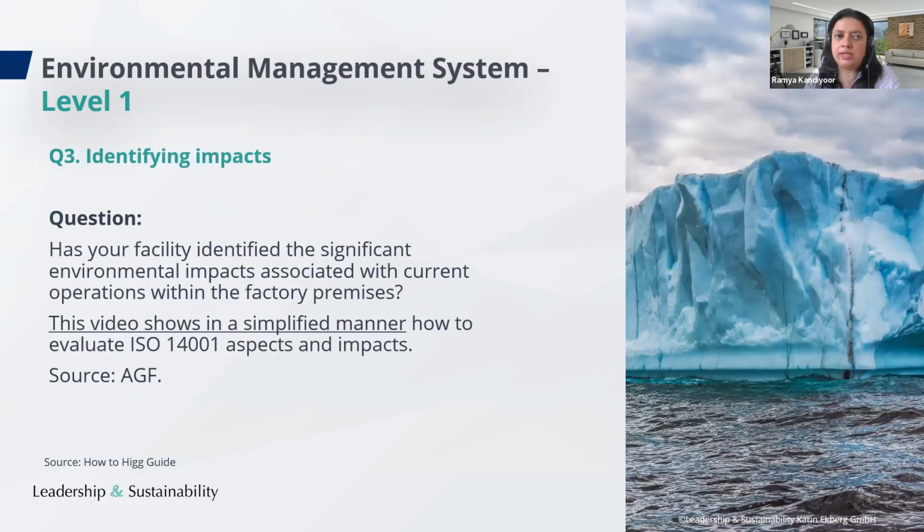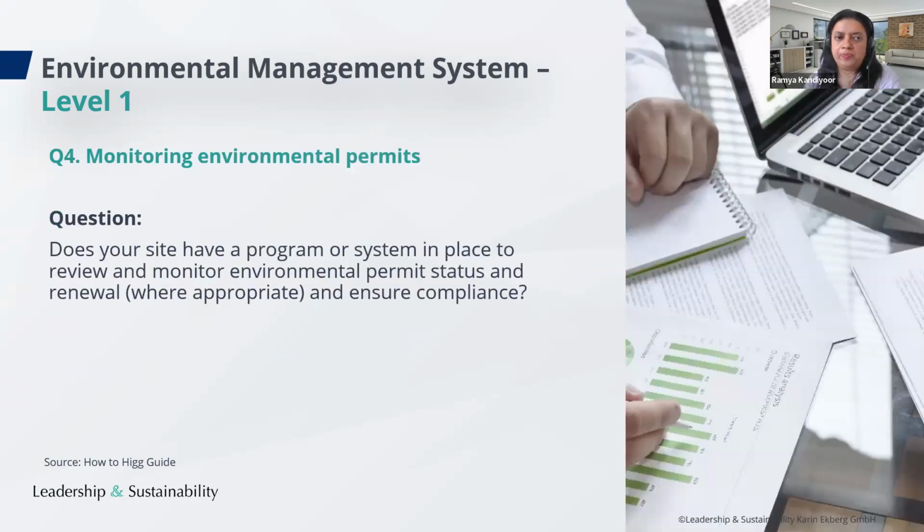Next, we come to our question 3, which is on identifying impacts. So the question here is, has your facility identified the significant environmental impacts associated with the current operations within the factory premises? So here we have given you a video which will show you the manner in which you will be able to gather your aspects and impacts and report on them. You would get this when you get this presentation. In the interest of time, unfortunately, I will not go into the video, but you can please take a look at it when we are sending this presentation to you.